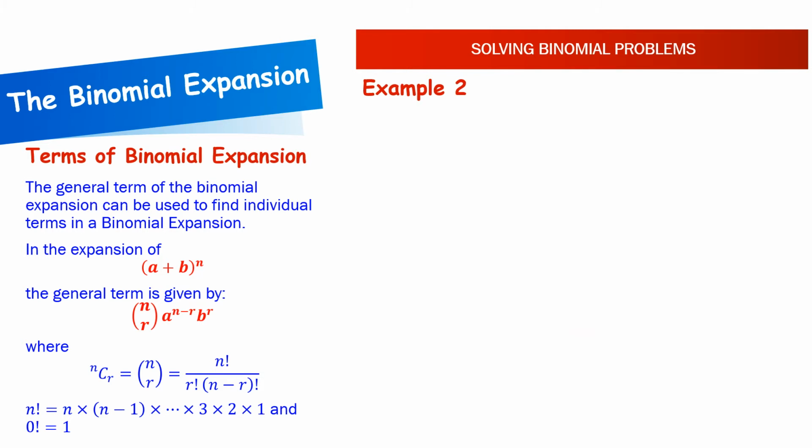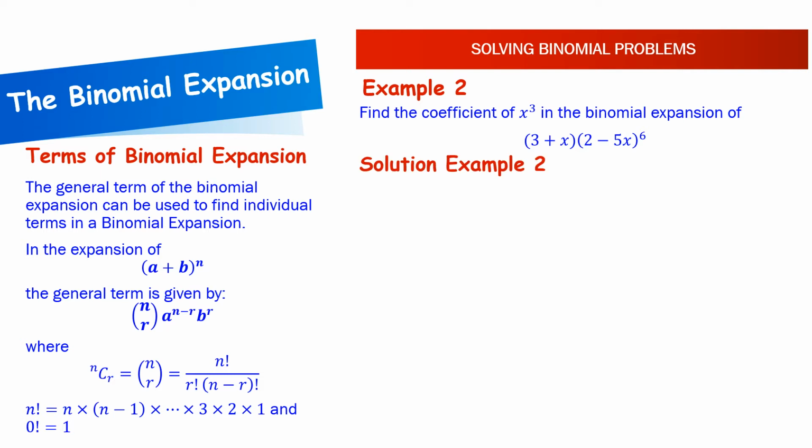Now let's have a go at another example. Find the coefficient of x cubed in the binomial expansion of (3 + x)(2 minus 5x) all raised to the power 6. Pause the video and have a go. Press play when you're ready to view the solution. So let's solve this.